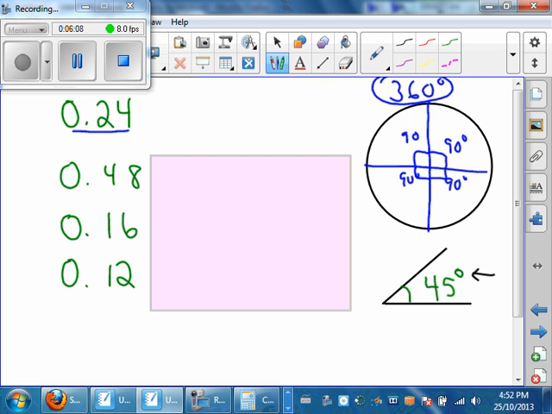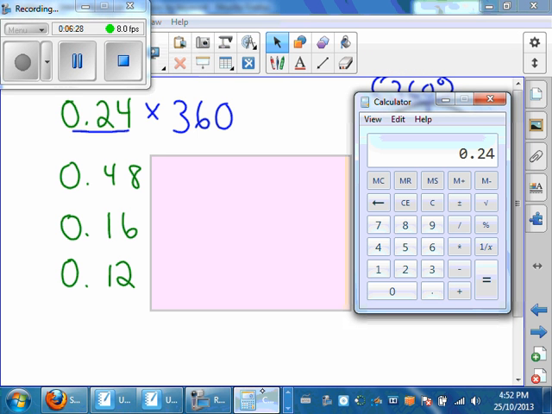So let's do that right now. The way that we calculate that, if we can remember, if we wanted to find out a percentage of something, we simply take our decimal, which in this case is 0.24, and we multiply it by our 360 degrees. We're going to pop up our calculator, and if we took 0.24 and multiplied that by 360, that's going to equal 86.4 degrees. So that means that 24% of the circle is the equivalent of an angle of 86.4 degrees.